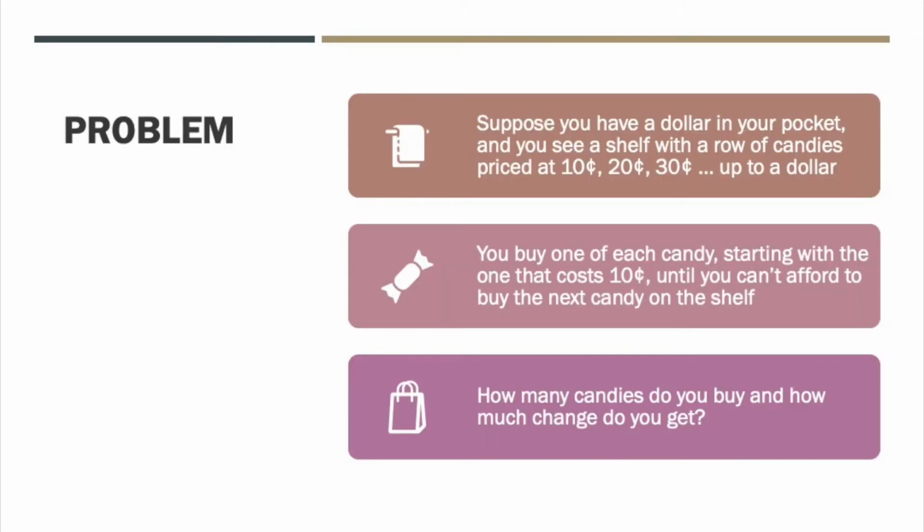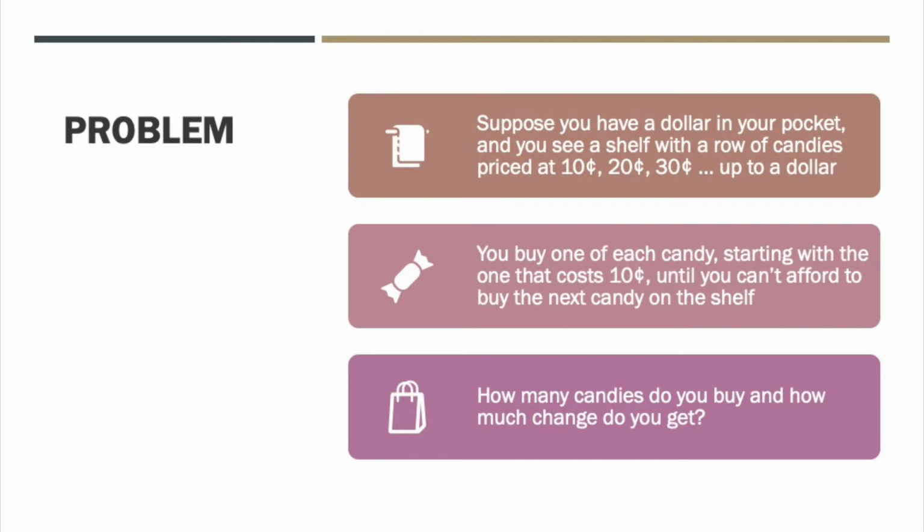Suppose you want to spend $1 to buy a row of candies priced at 10 cents, 20 cents, 30 cents, and so on. You start buying one candy that costs 10 cents, and then one that costs 20 cents, 30 cents, until you cannot afford the next candy on the shelf. We want to write a program to calculate the number of candies we can buy and how much change we get.